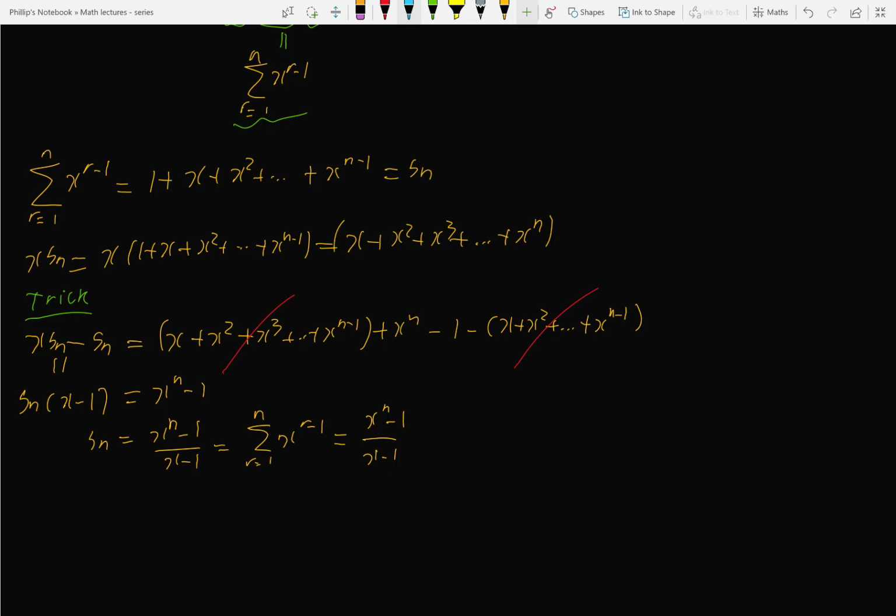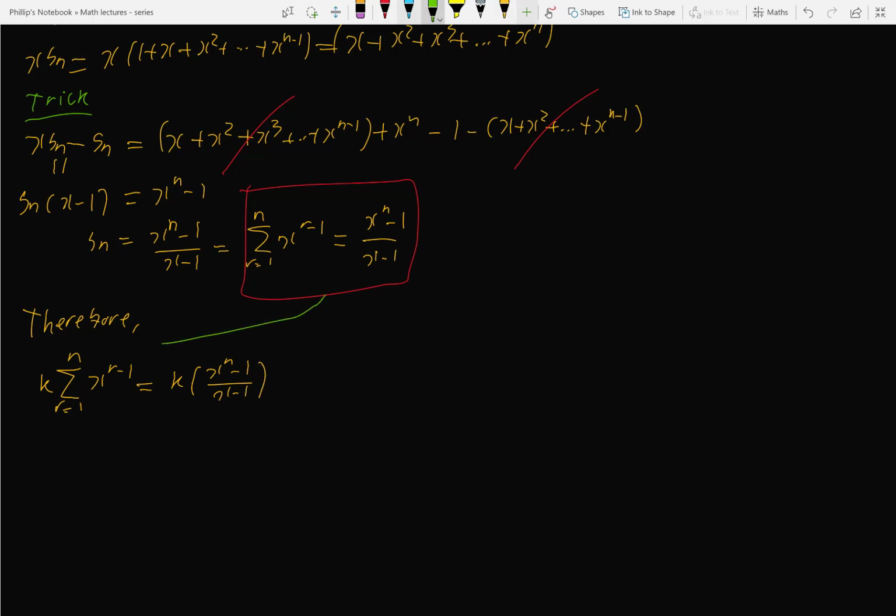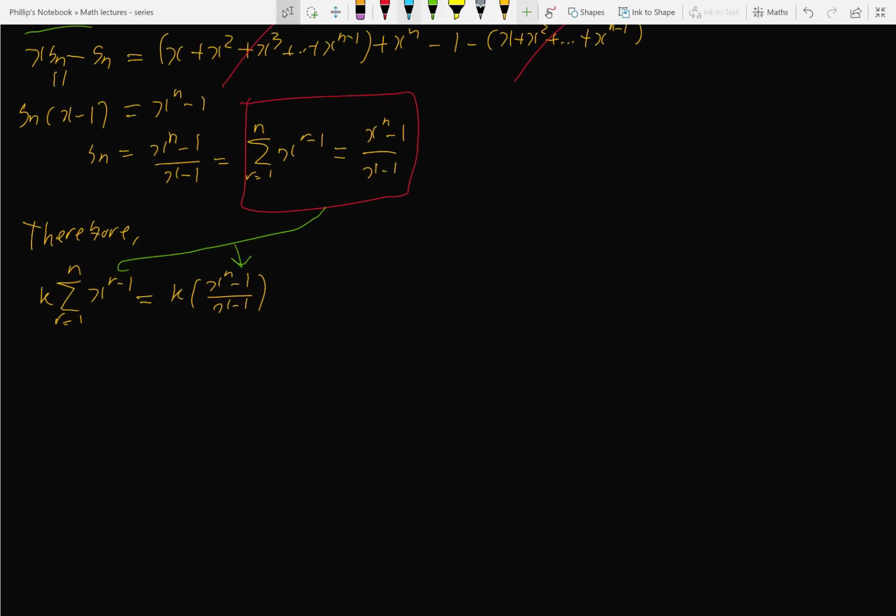So basically when we go back to our original formula now, therefore a geometric series can be solved by that. Therefore the sum from r is equal to 1 to n of k times by x to the r minus 1 is equal to k times by x to the n minus 1 divided by x minus 1. All I've done is I've substituted that sum to that, and that's a general formula for a geometric series.